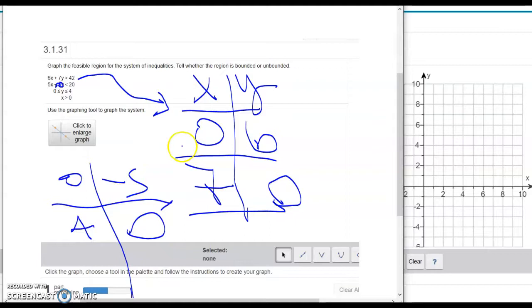And again, I don't worry about flipping the signs or anything like that because I'm going to test it with 0, 0. So I'm not solving for y, but I can do that in a little bit, but I don't need to flip the sign. I'm treating them as if they're equations. And I'm just going to test 0, 0 to find out.